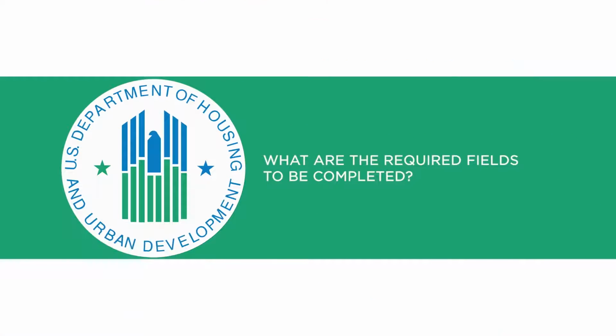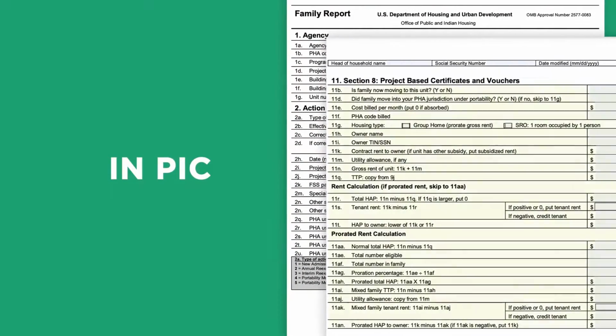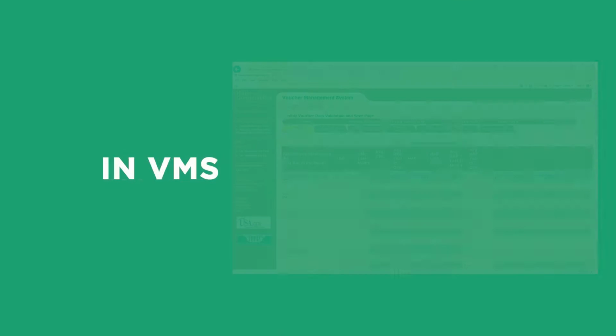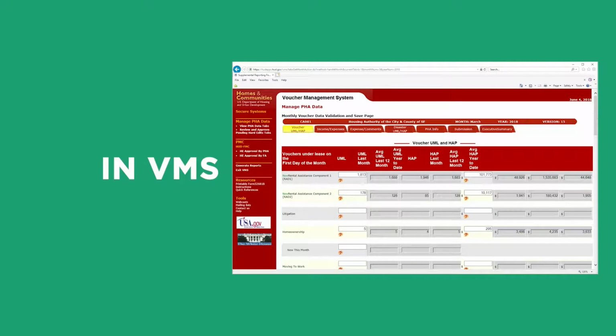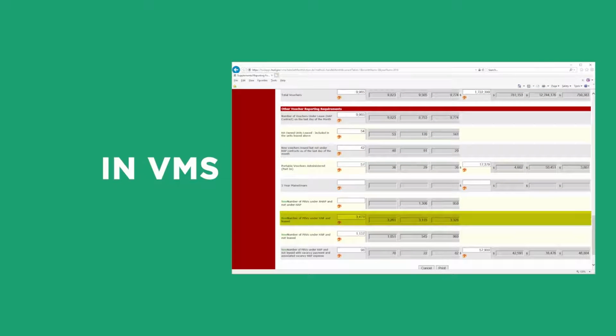What are the required fields to be completed? We will start with a quick overview of the fields that need to be completed in both systems. Later in the video, we will discuss the requirements in greater detail. In PIC, the required fields are lines 11B through 11AN in Section 11 and line 2N in Section 2. In VMS, there are three required areas. If applicable, fill out Rental Assistance Component 1 UML and HAP. And, if applicable, fill out Rental Assistance Component 2 UML and HAP. The number of PBVs under HAP and leased, and the number of PBVs under HAP and not leased.